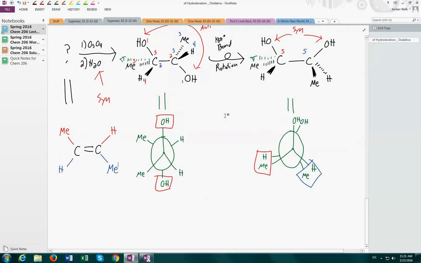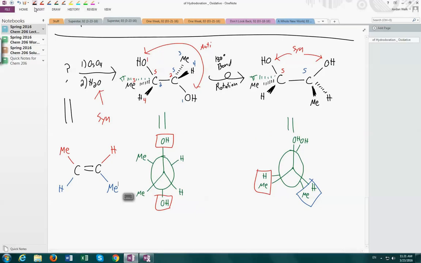All right, so let's think about what this tells us. What it means is that if we want to be able to form the product that is the SS stereoisomer, what we're going to have to do is this double bond, is it E or Z?